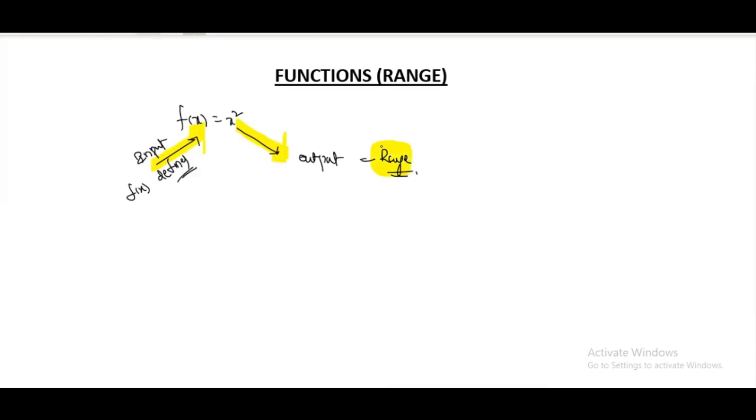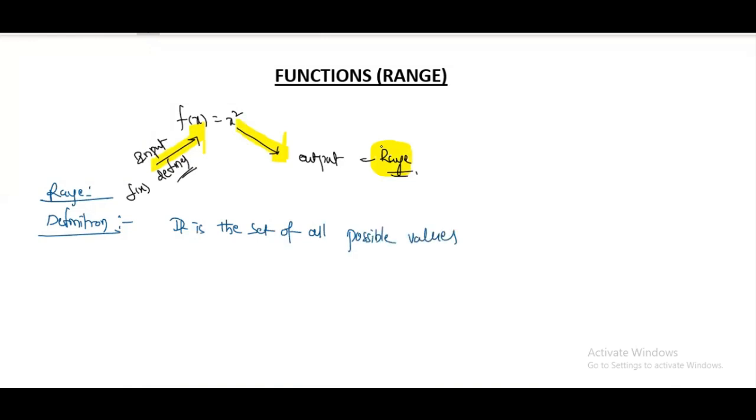So let's write the definition of range. Range definition: it is the set of all possible values that can be produced by the function.